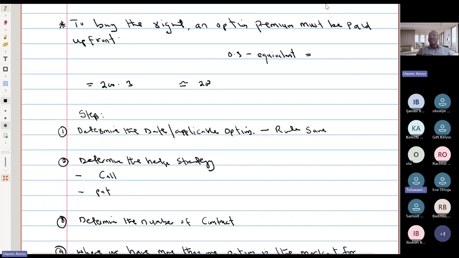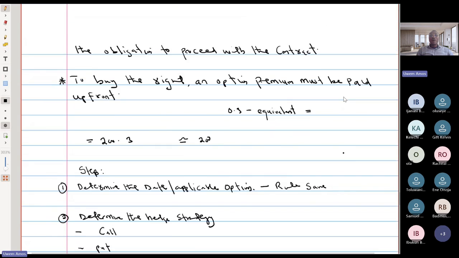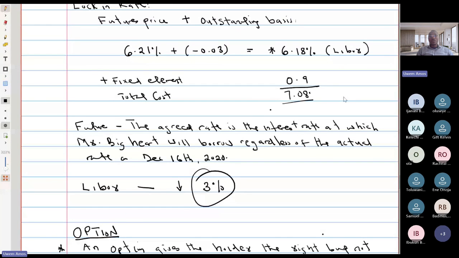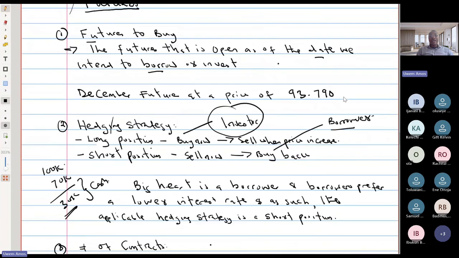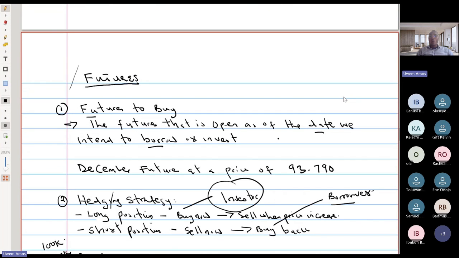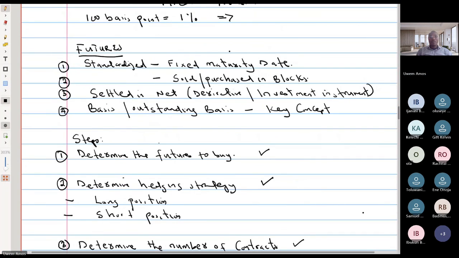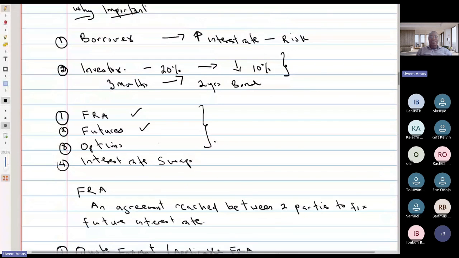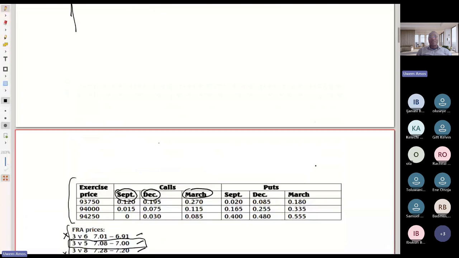So we're saying that the rule is the same as in futures. And what is the rule we discussed in futures? We said that whenever you want to buy either a futures or an option, the futures you would buy would be the futures that is open as of the date we intend to borrow or invest. In our question, Mr. Big Heart intends to borrow on December 16th.